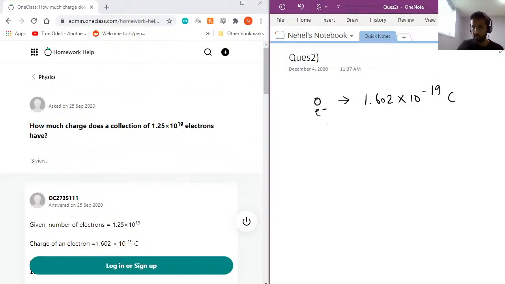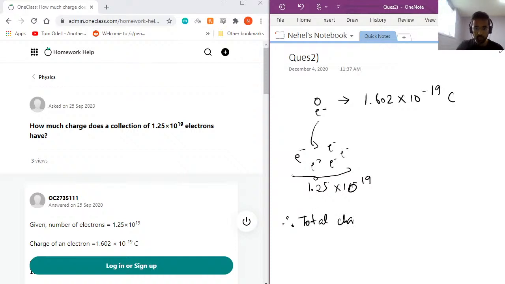So that's one electron. But now if we have a whole bunch of electrons, a lot of e minuses in a group together, to the extent that this number reaches 1.25 times 10 to the 19 electrons, the way we would find the overall charge is we would take the charge of one electron and multiply it by the total number of electrons we have. So therefore we can say total charge is equal to 1.602 times 10 to the negative 19 multiplied by 1.25 times 10 to the 19.